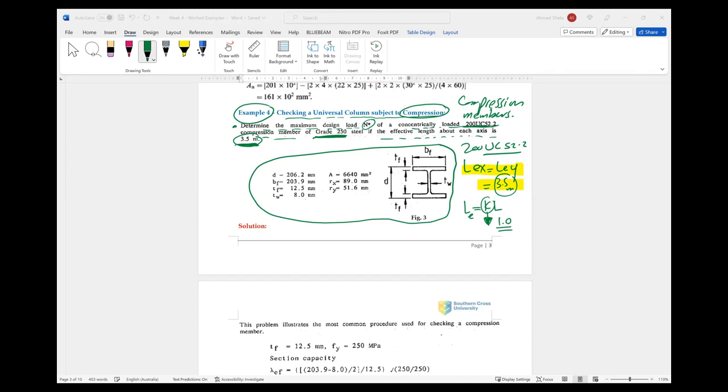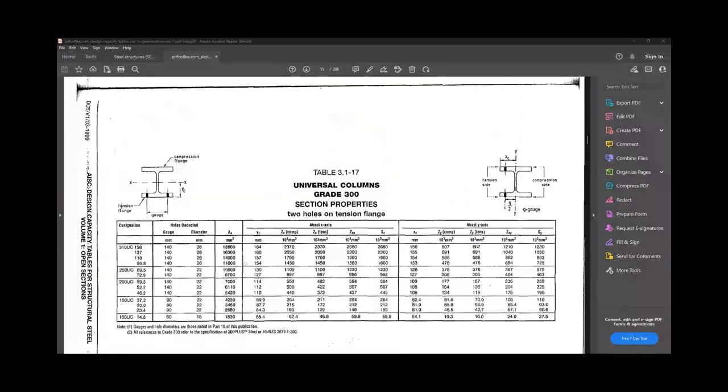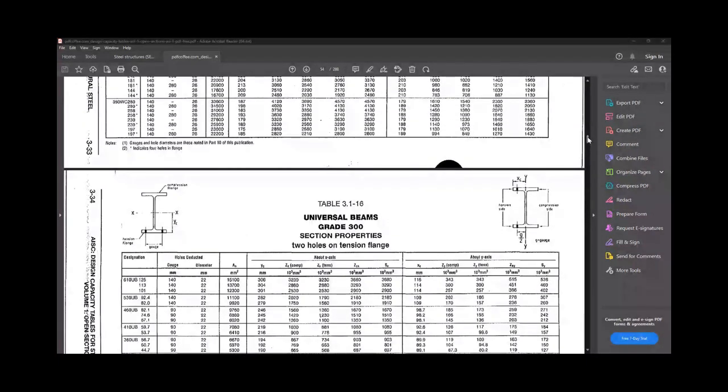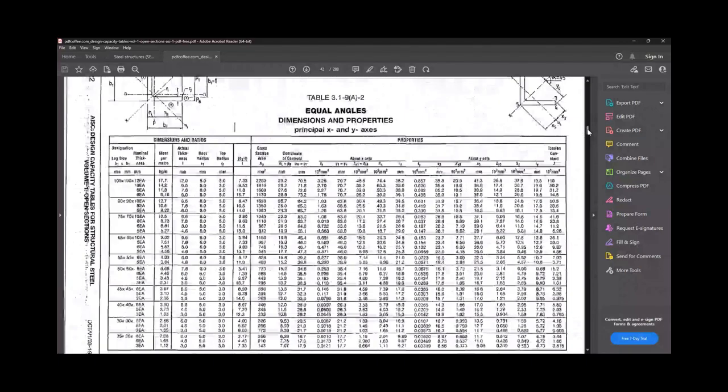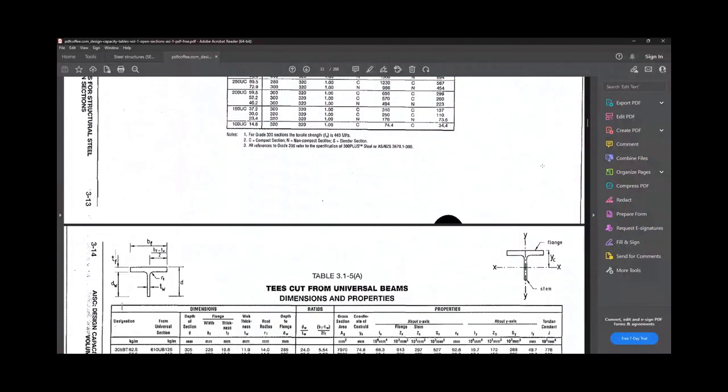Okay, so we'll share the table now. Can you see the table? Yep. There is no such table here, but that is not the case we are looking at. All these tables give the section properties.